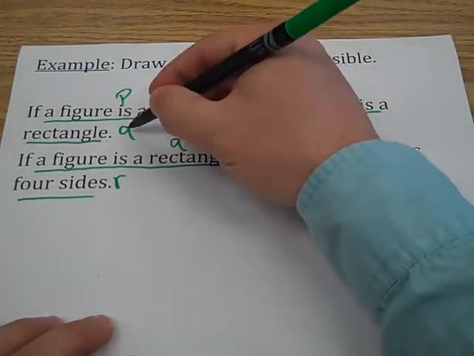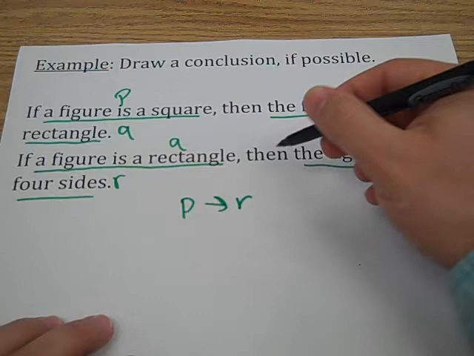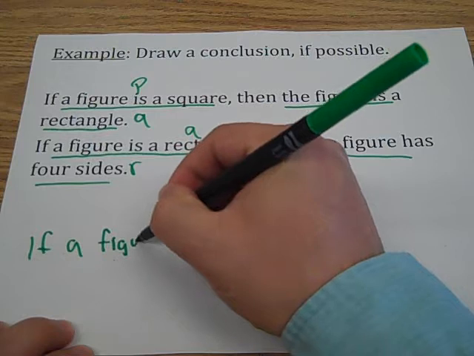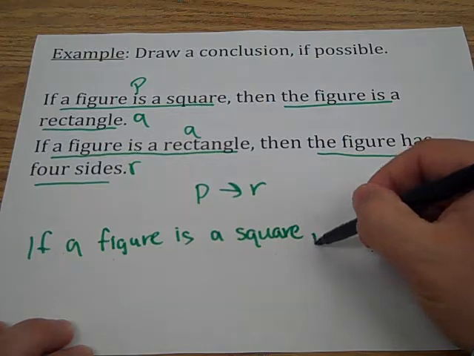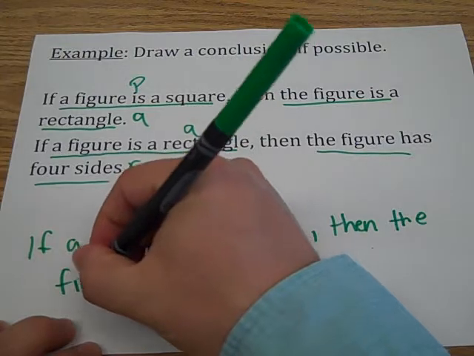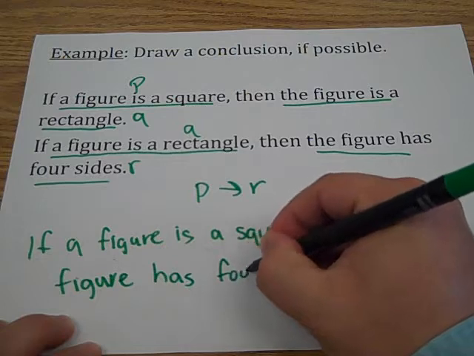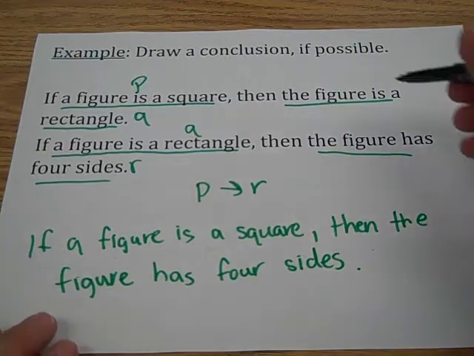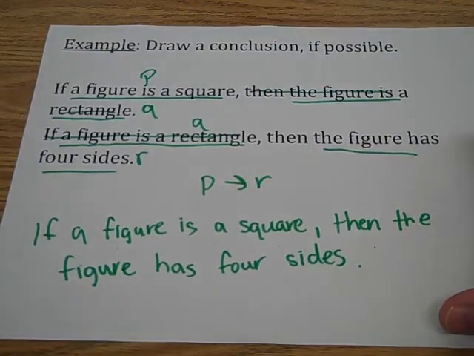So we do have if P then Q, if Q then R, so we can conclude if P then R, which is if a figure is a square, then the figure has four sides. So we sort of cut out the middleman, and we have another conditional statement.